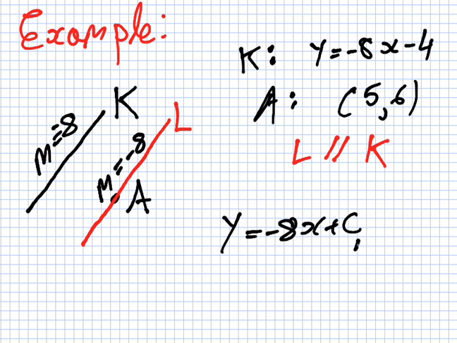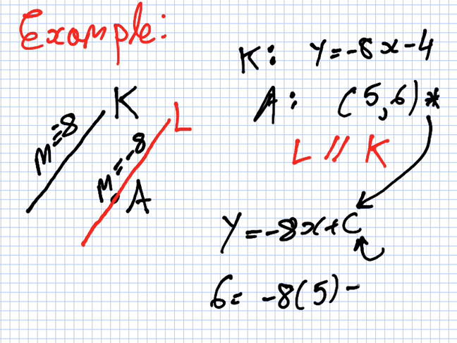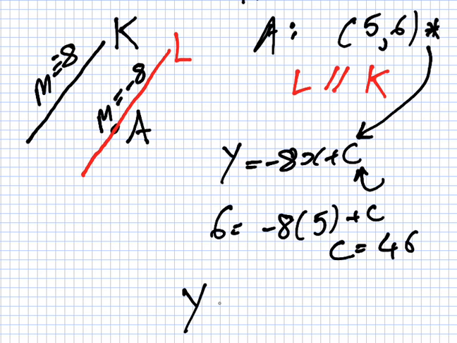Now, how do I find the c? You should know how to do this. Use a point. We only have one point, this one here. So I can put that in. So I have 6 equals minus 8 times 5 plus c. So c equals 46. Is that right? Yeah. So I get y equals minus 8x plus 46 is my answer. I hope. Yes.